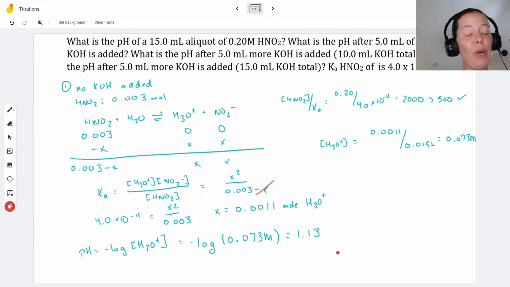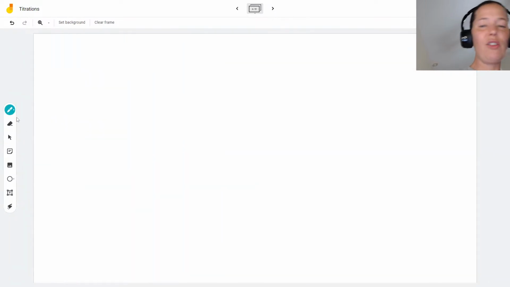Okay, so this was our step 1. We had no potassium hydroxide added. And now we want to go to our step 2. This is where we're going to have 5 milliliters of, again, our 0.3 potassium hydroxide added. So let's go to our next page. Step 2. Doesn't really look like a 2. There we go. 5 milliliters of potassium hydroxide has been added. And again, this is a 0.3 molar solution.